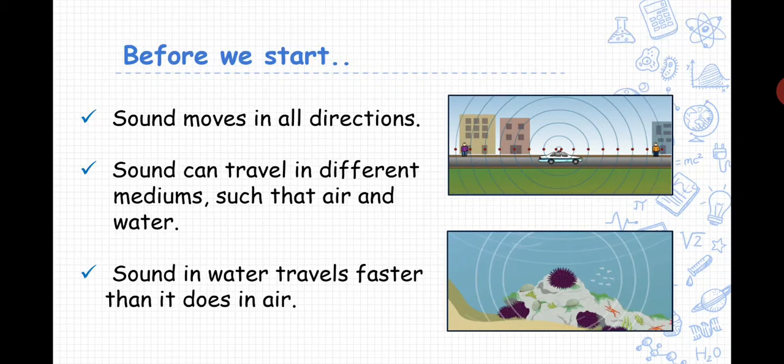Before we start, my dear, let's revise quickly what we took in the first part. We learned first that sound moves in all directions. So all people in the street as well as in the buildings can hear the car horn in the first picture up. We learned also that sound can travel in different mediums, and we talked about how it travels in air and water, and we watched a video describing that. We said also that sound travels faster in water than it does in air.